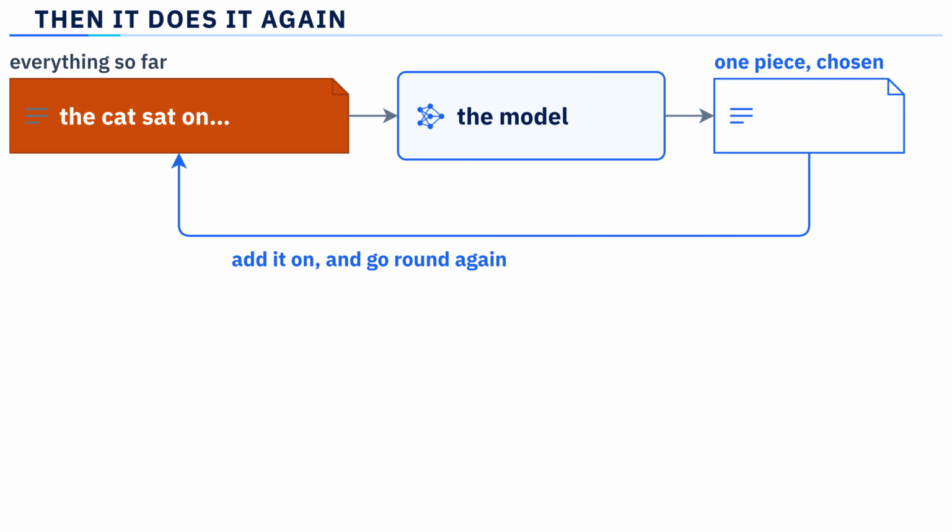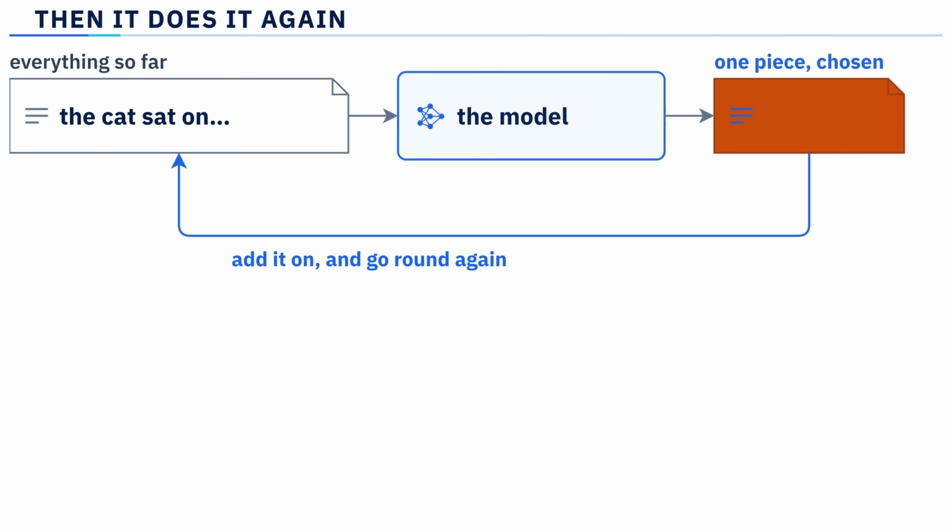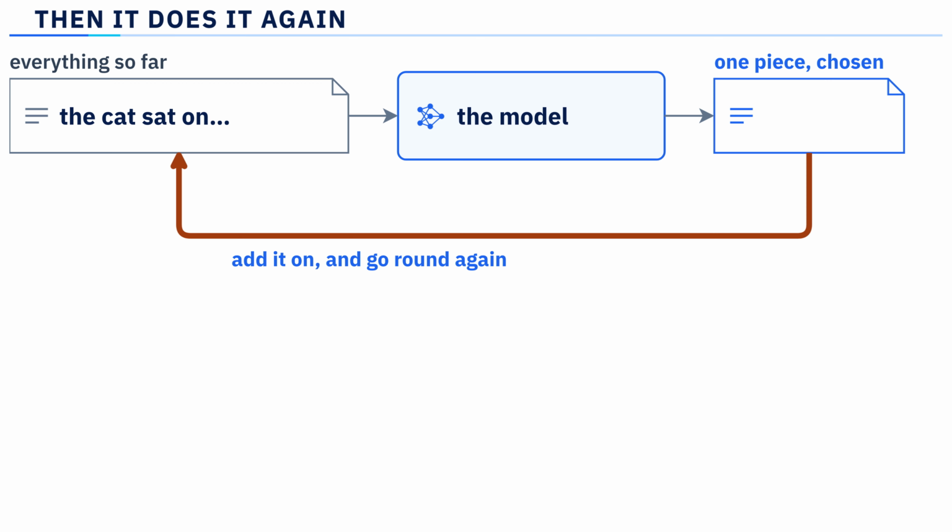The same 3 boxes, and now we know what each one does. Everything so far goes in. The model works out the ranking. That whole last picture in one box. One piece comes out here. The box is empty at the moment because nothing has been chosen yet. Then the piece is added on the end, and the longer text goes round again.